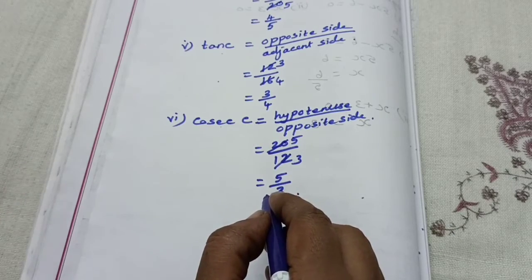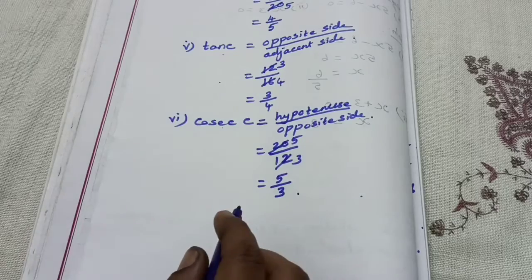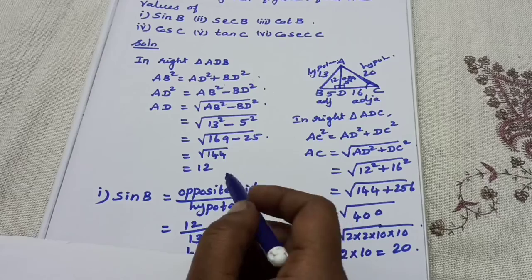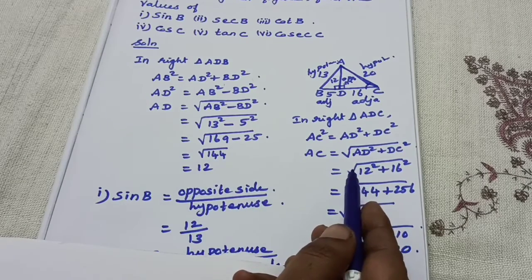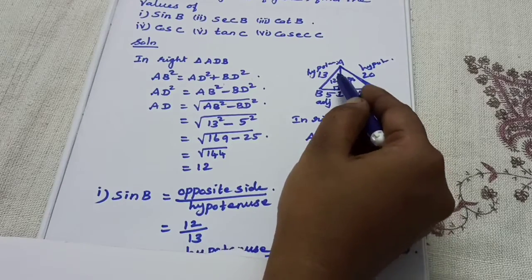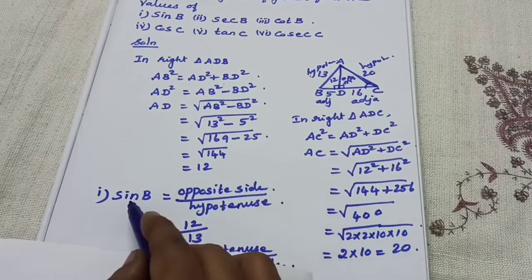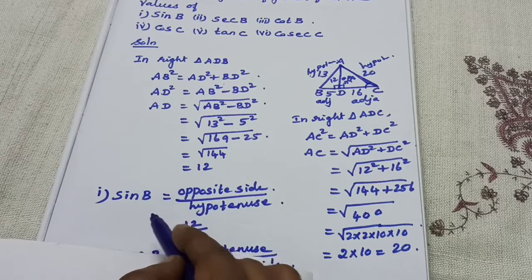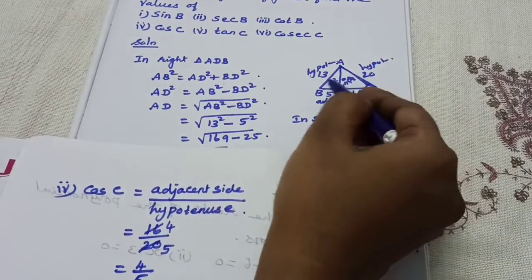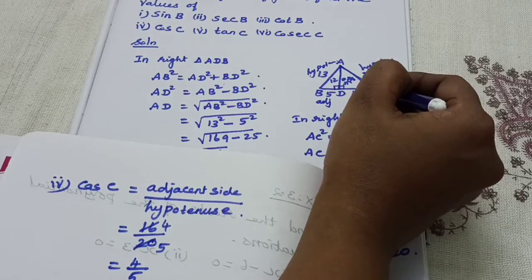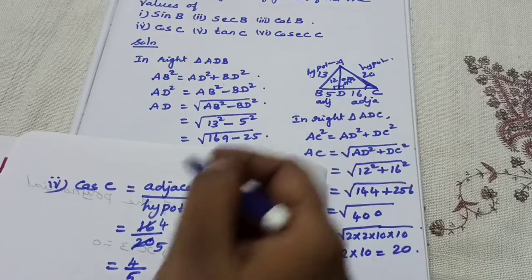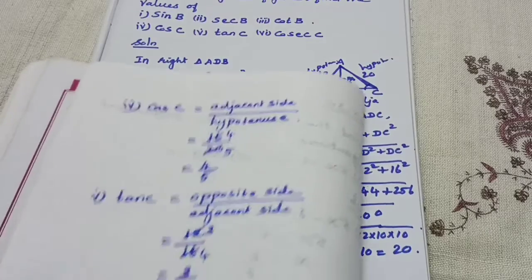Okay, then find the value of these 6 questions. If you have any doubt, once again you check this one. First we have to find the missing side. Then afterwards write the ratios. All ratios you should write. Then according to which angle they asked, for that angle you should write the opposite side, hypotenuse, adjacent side, everything, and then find the ratios. Okay.